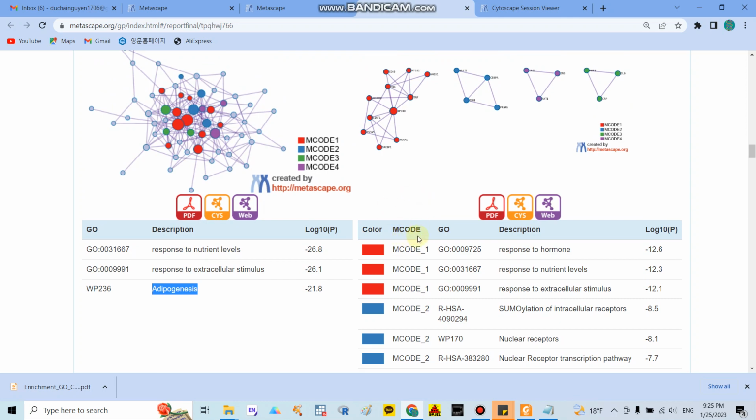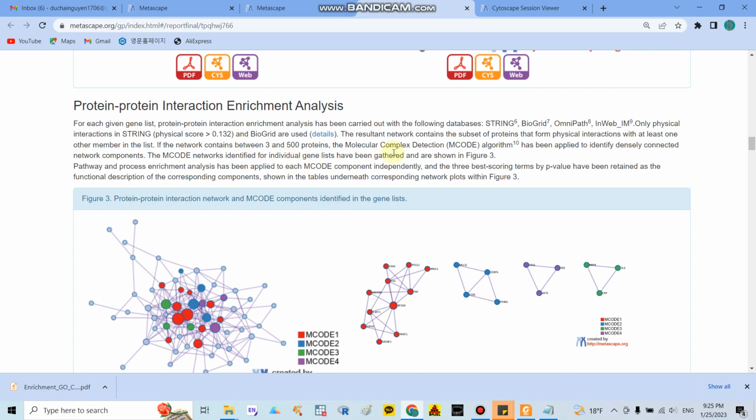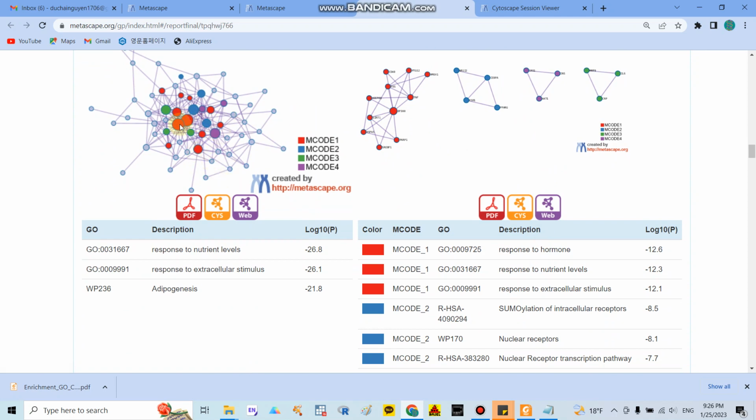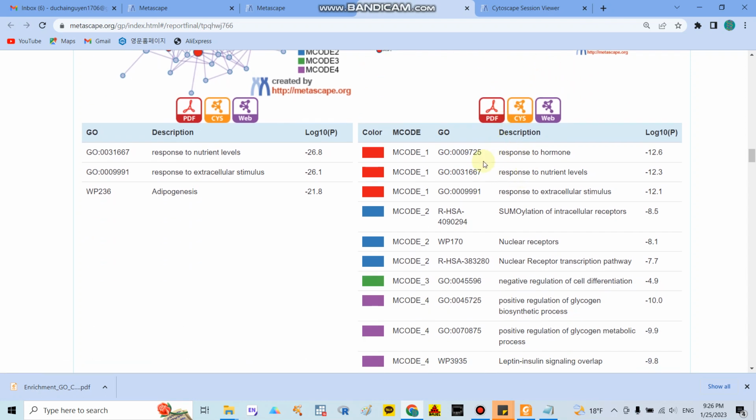they can calculate the MCODE for you. MCODE stands for Molecular Complex Detection. If the network contains around 300 or 500 proteins, they use this algorithm to identify densely connected network components. After that, they show you the result like this. Here you can see the red one, they make a condensed cluster and show you another network. And the green one, the blue one here, they make a condensed cluster with other nodes to make another network similar to the green one. You can see this MCODE is very strong and important.